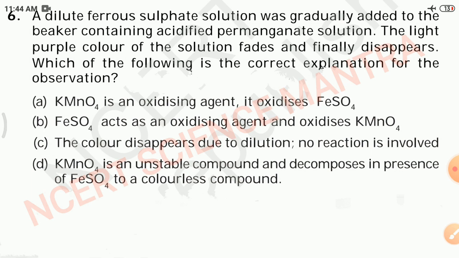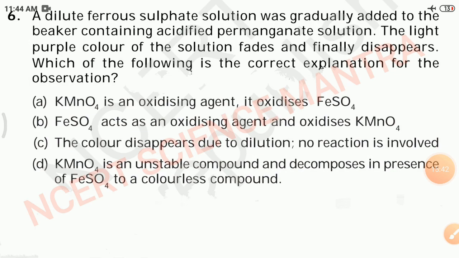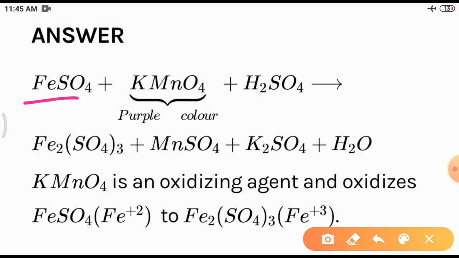Before going to the following explanation, we should know what reaction is taking place between dilute ferrous sulfate and acidified permanganate solution. So first we will see how the reaction takes place between ferrous sulfate and permanganate solution. Here, ferrous sulfate is FeSO4, then acidified permanganate.